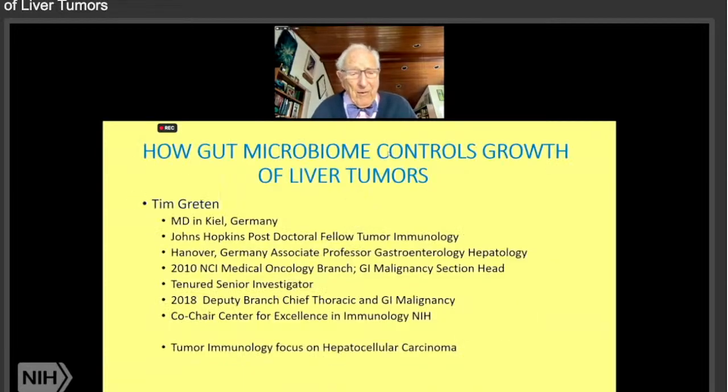Greten, who graduated in medicine in Germany, was a postdoctoral fellow at Johns Hopkins in tumor immunology, which is his main interest, returned to Germany, and then in 2010 was recruited to the National Cancer Institute, where at present he is the deputy branch chief for the Thoracic and GI malignancy branch.